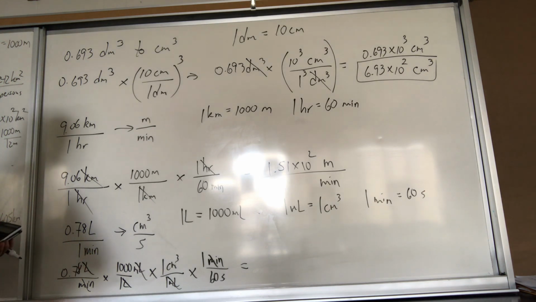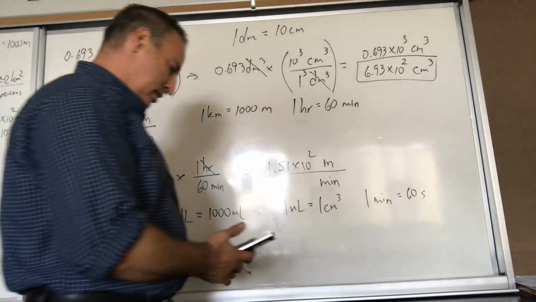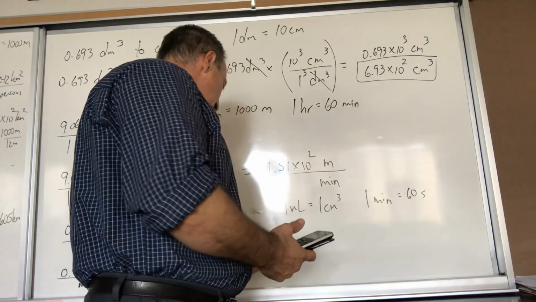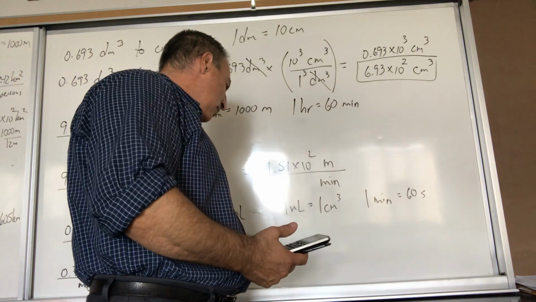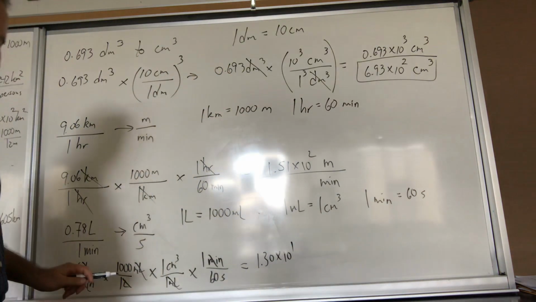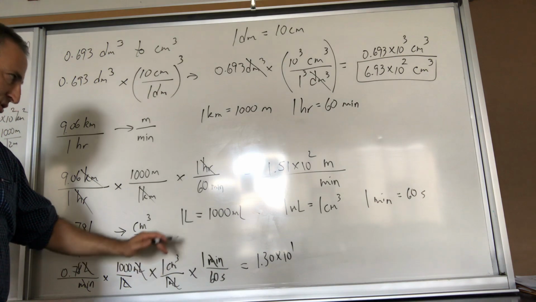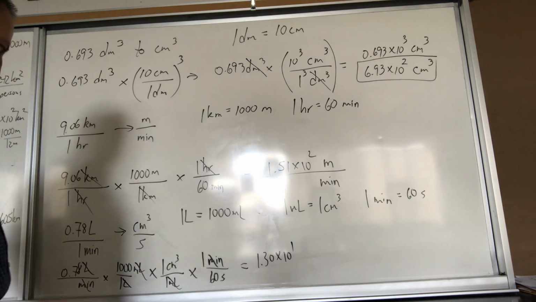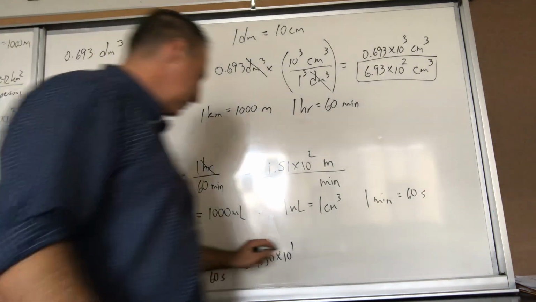So 0.78 times 1,000 divided by 60 is going to give you the correct answer, and it will be 1.30 times 10 to the power of 1. Now, which units haven't canceled? Centimeters cubed per second.